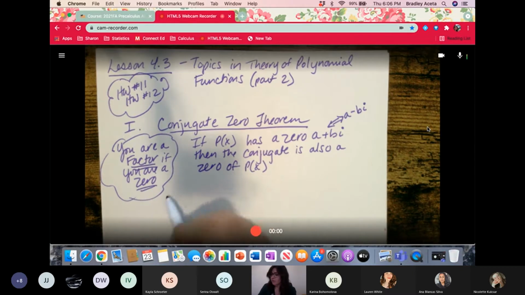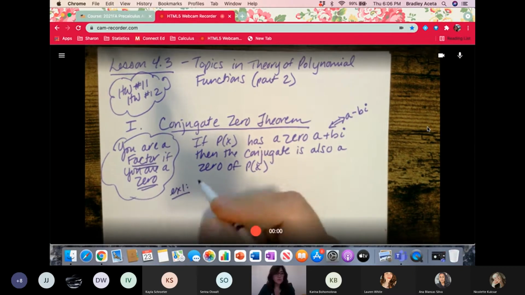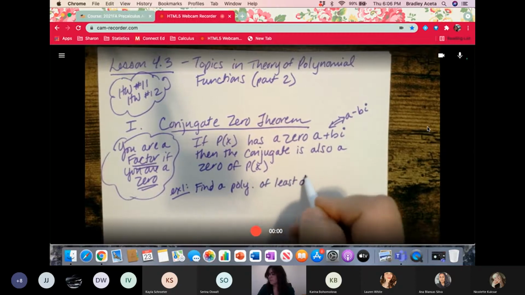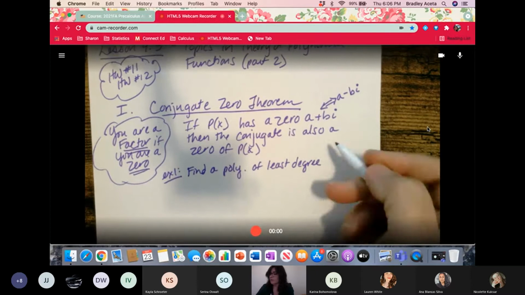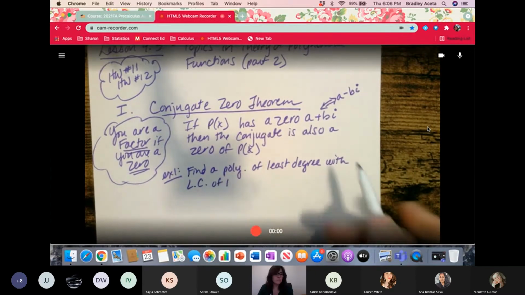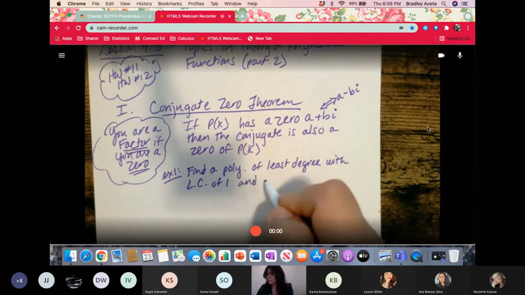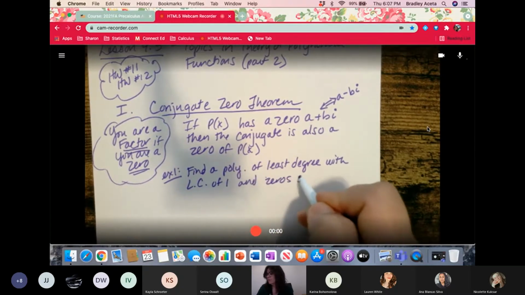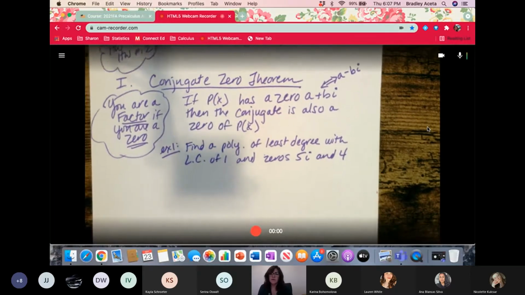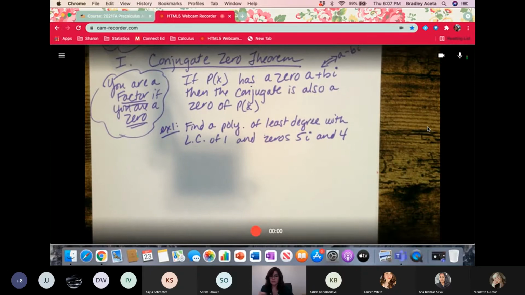Okay. So for our first example, we're going to find a polynomial of least degree. And that's how they're going to say it. Find a polynomial of least degree with a leading coefficient of 1 and zeros 5i and 4. Okay. Now, right off the bat, they're trying to trick you, because you're like, oh, 5i and 4, I only have 2 zeros.